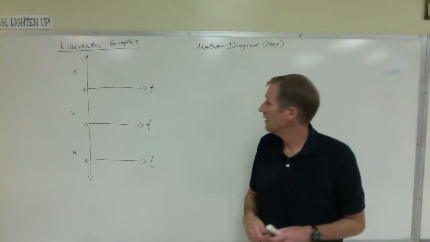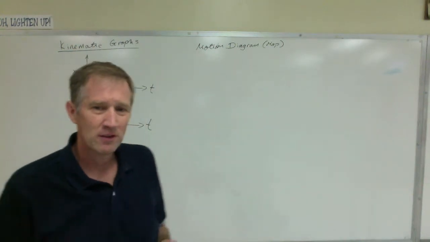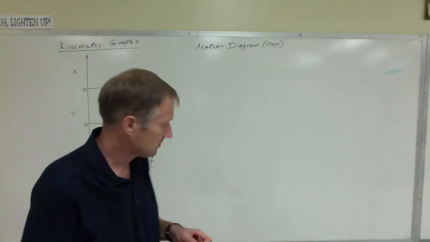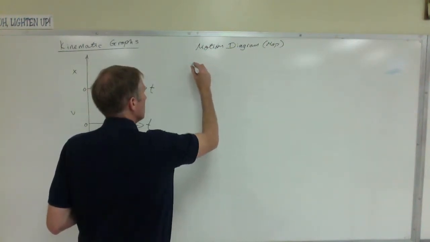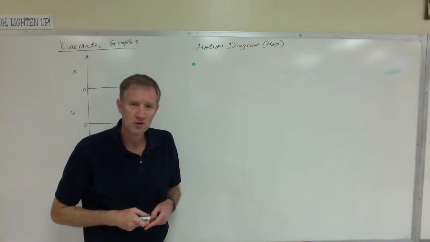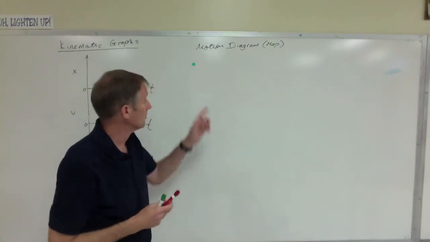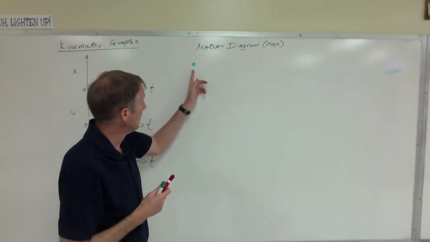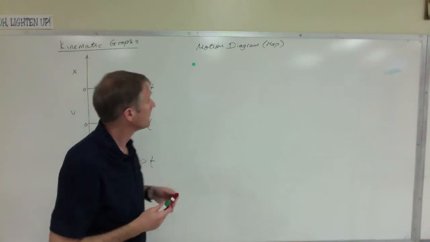All right, this idea of a motion map or a motion diagram, it's just another way to express motion. Let's say that you have something that is right here. The dot represents its initial position at some moment in time, say 0 seconds. So it's here at that moment, okay?